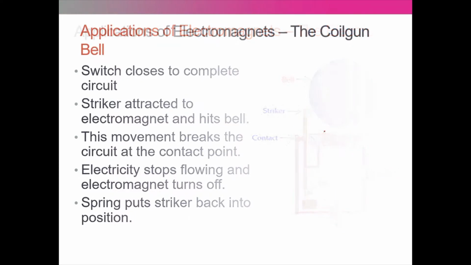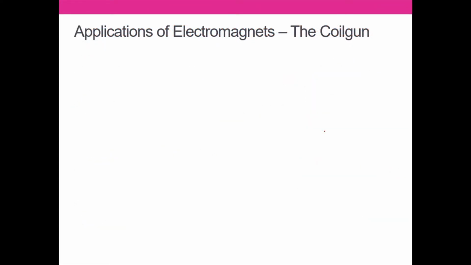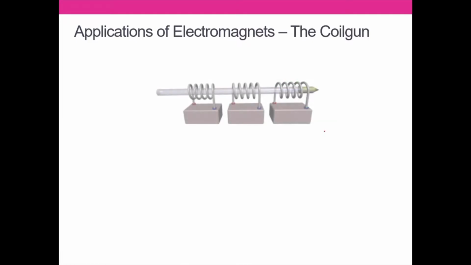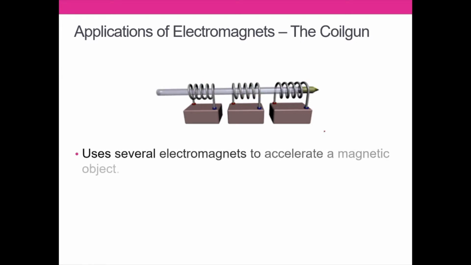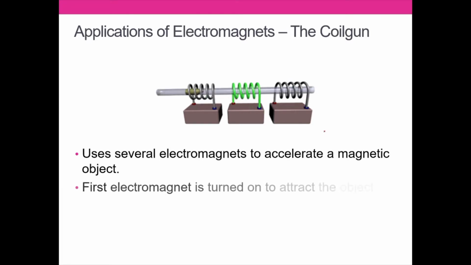Now the next application, this one's kind of more futuristic, and it has some application. This is what's called the Coilgun. Sometimes it's called a railgun in certain science fiction settings, but the idea is basically the same. You basically have several electromagnets, and you use the electromagnets in quick succession to accelerate a magnetic object. Sometimes this is called a Gauss rifle or a Gaussian cannon.